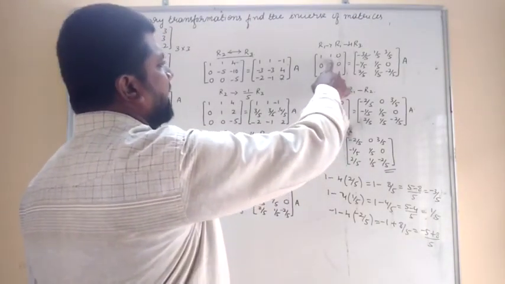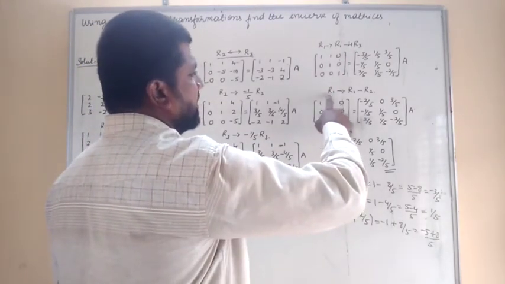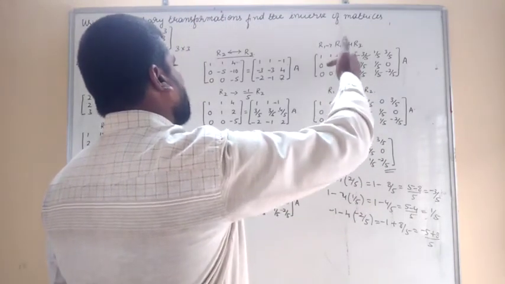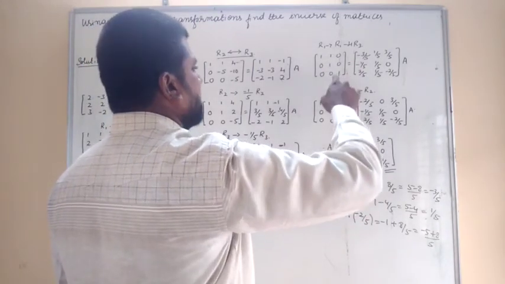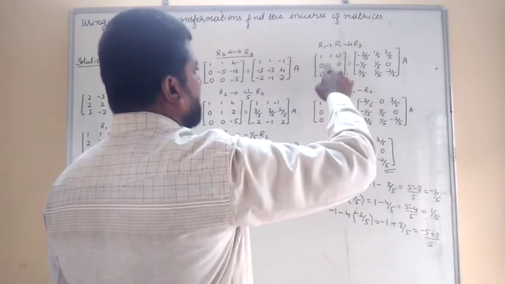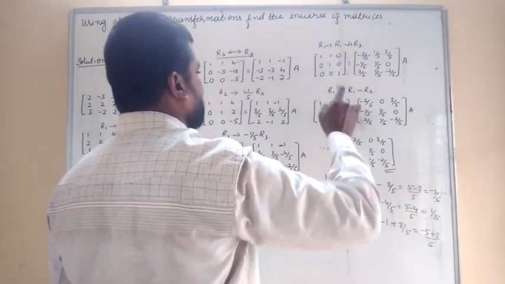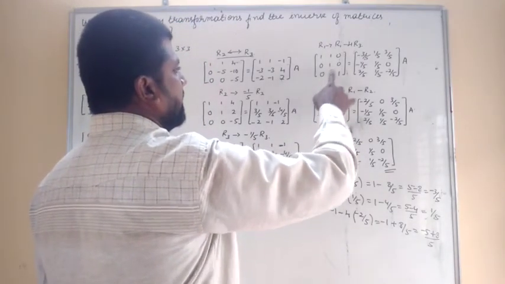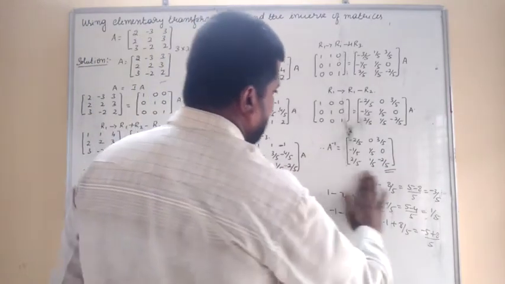Now you should eliminate the 1 here. To eliminate the 1, let us change R1 to R1 minus R2. R1 is subtracted with R2. 1 minus 0 is 1. 1 minus 1 is 0. Then 0 minus 0 is 0. So you got the first row. Then the second row as it is, 0 1 0, and the third row is 0 0 1. You have to write that. In the right side you have to apply the same thing.